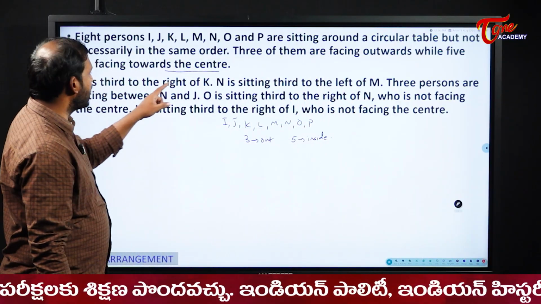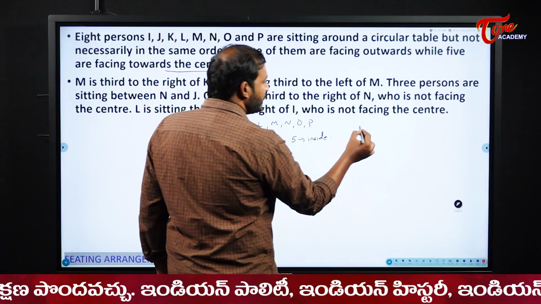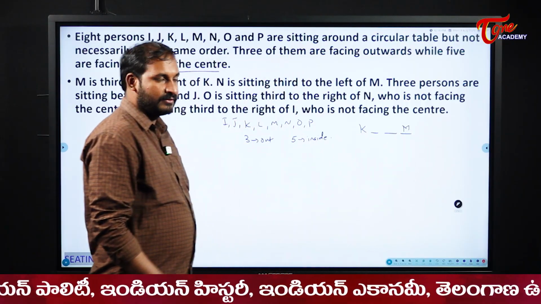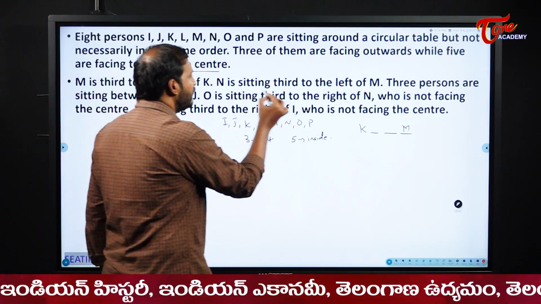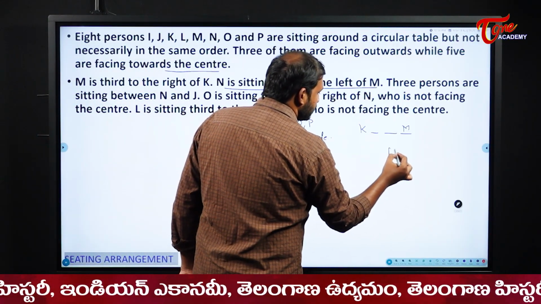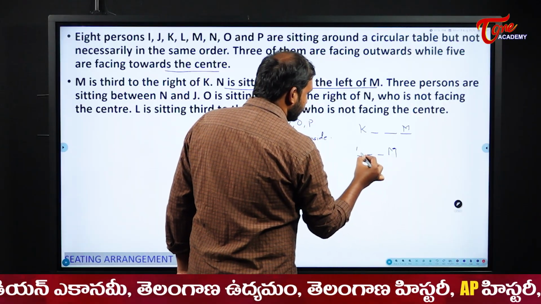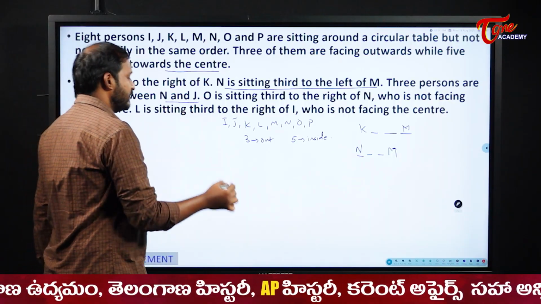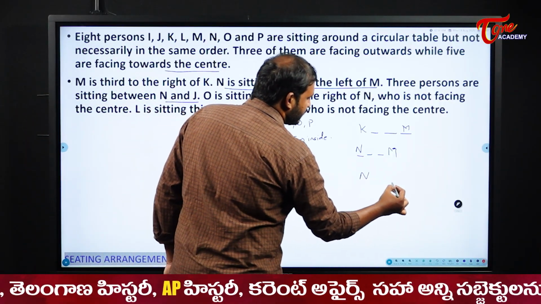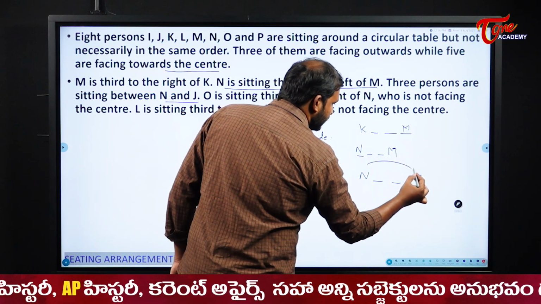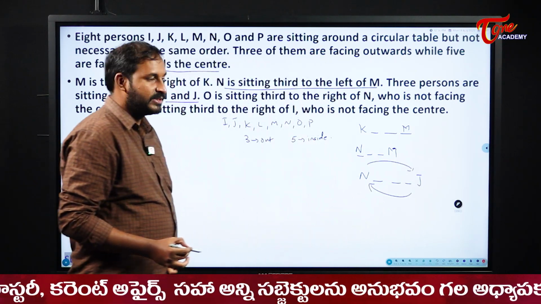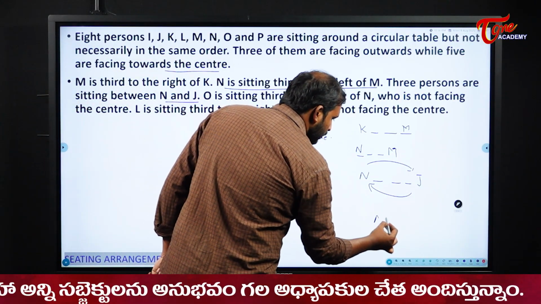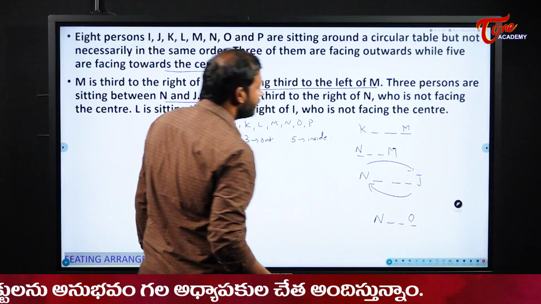Now see here, M is third to right of K. Next, N is sitting third to left of M. M's third left is N. 3 persons are sitting between N and J. That means there will be 3 places between N and J. They can be shuffled. O is sitting third to right of N.